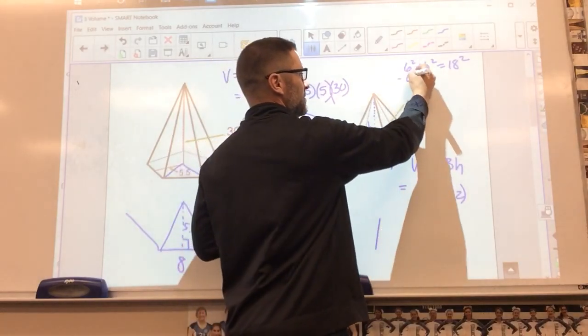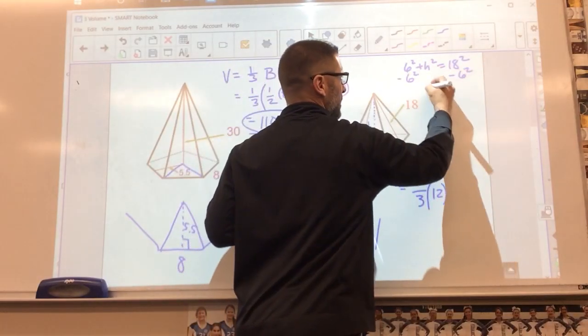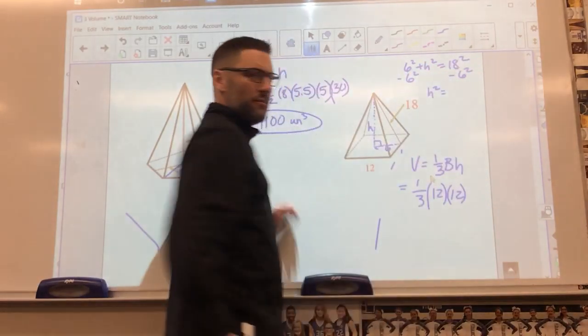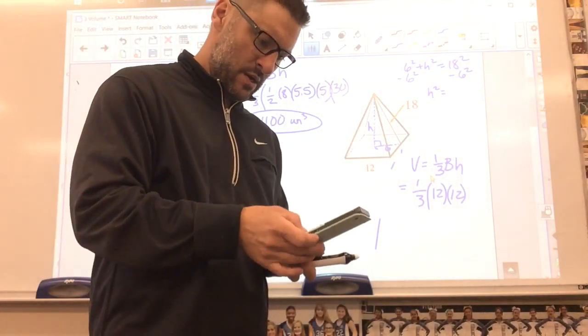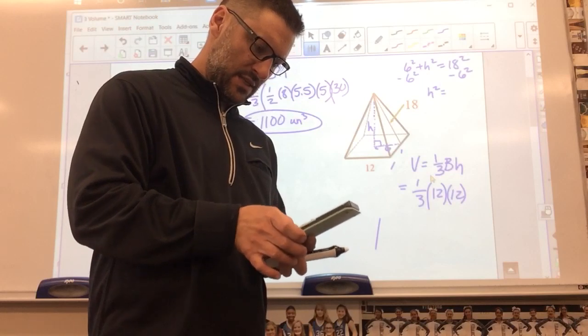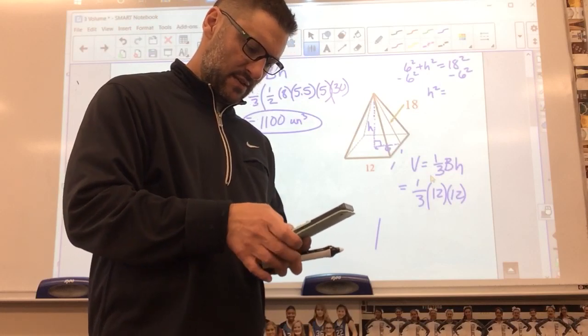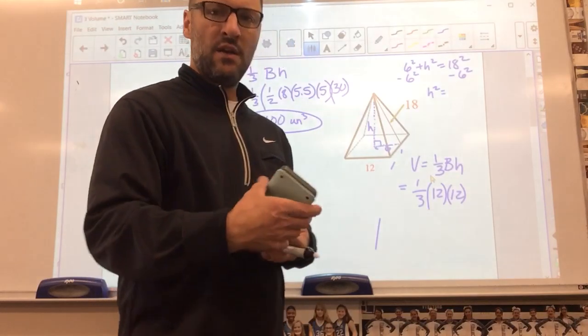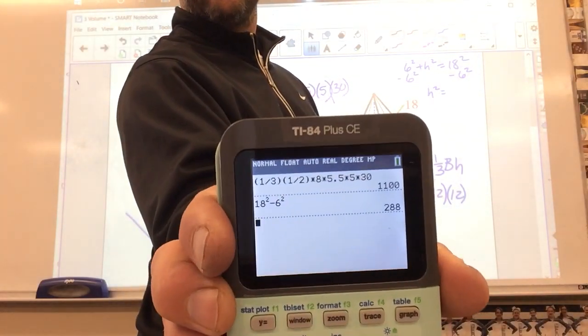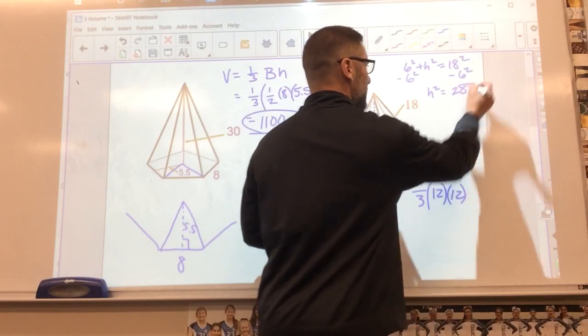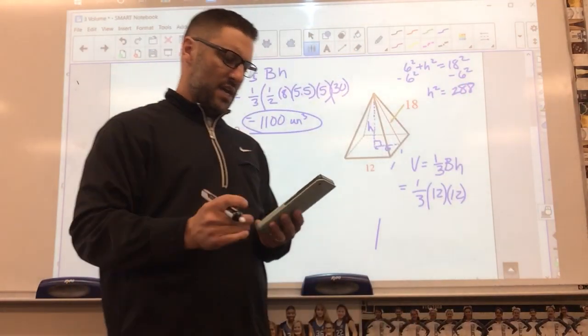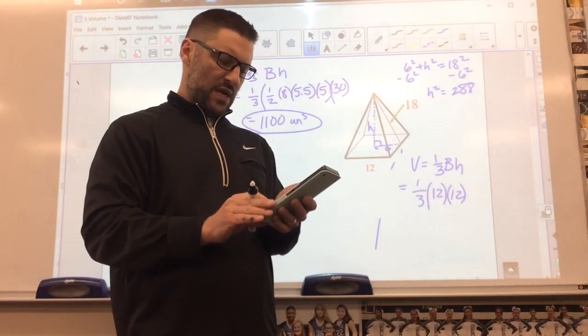Got to solve for the h, so I'll subtract the 6 squared over. And I can actually just type that in like that. I can type in on my calculator 18 squared minus 6 squared. I'm going to do that. 18 squared minus 6 squared. And if I hit equals, I got 288. So h squared is 288. And then I'm going to go ahead and take the square root of 288.